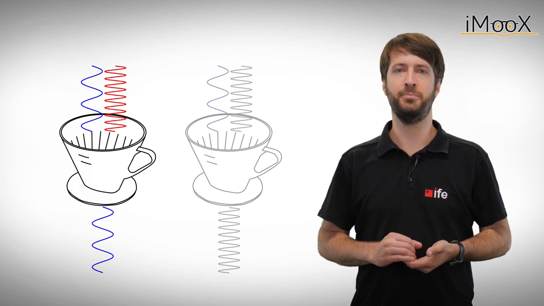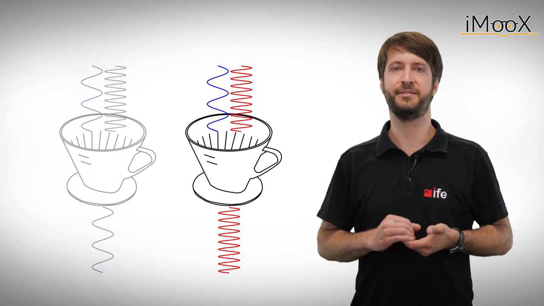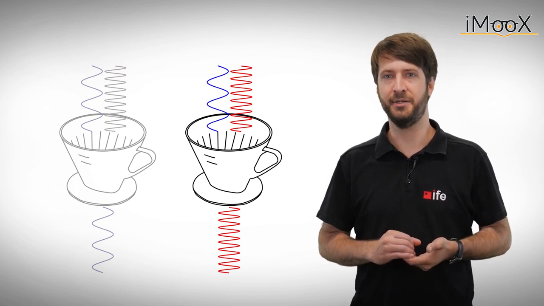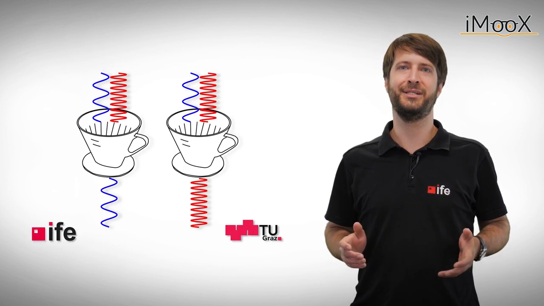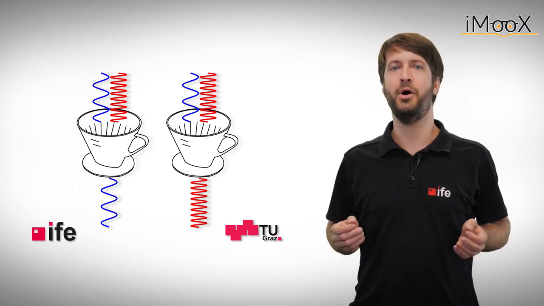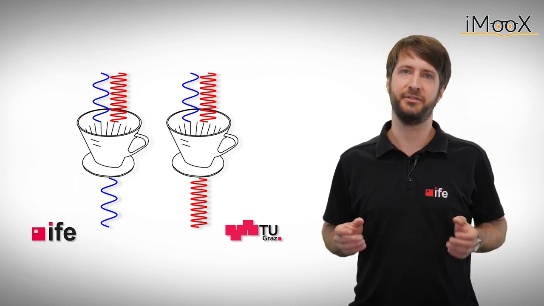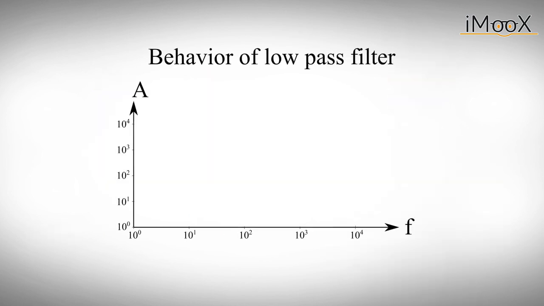In contrast to the low-pass filter, the high-pass filter will let high-frequency AC signals pass unaffected, hence high-pass, while it will filter out low-frequency signals. Electrical engineers will often look at this behavior from another perspective, or, mathematically speaking, from another domain, the frequency domain. We can plot the amplitude of an AC signal over its frequency. The amplitude is depicted on the vertical axis and the frequency on the horizontal axis.